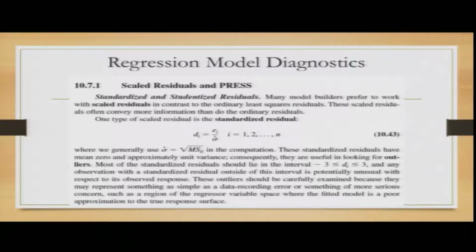These outliers should be carefully examined, because they may represent something as simple as a data recording error or something of a more serious concern, such as a region of the regressor variable space where the fitted model is poor in its prediction. Like if you remember, in the last part of the 39th lecture, I did mention the in sample and the out sample.